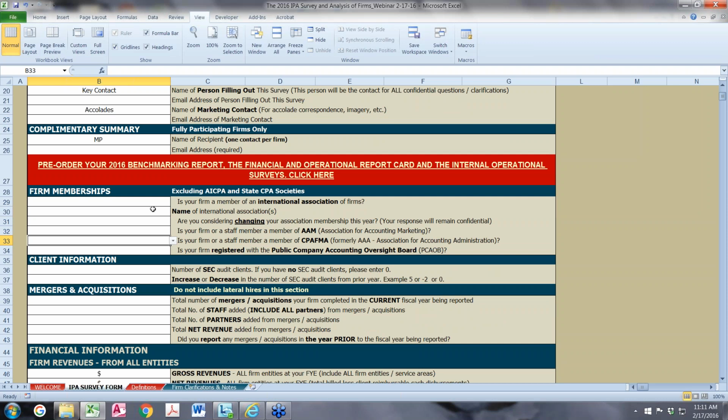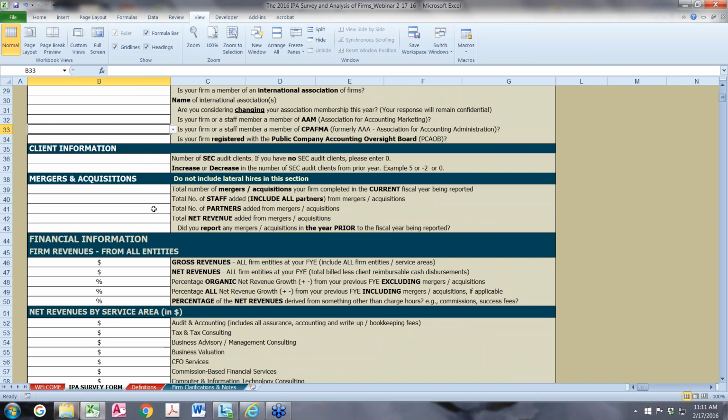Rows 38 to 43 deal with mergers and acquisitions. Complete this section only if you acquired another accounting firm during the year reported. If none, please type 0 in row 39, and don't worry about filling in the others. In row 43, let us know if you reported any mergers or acquisitions in the prior year.